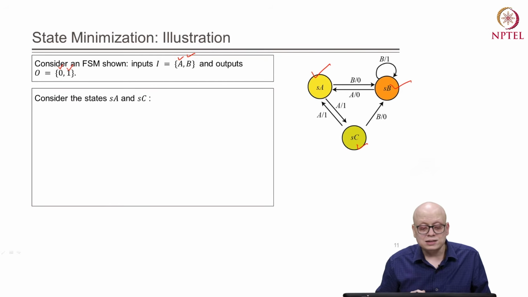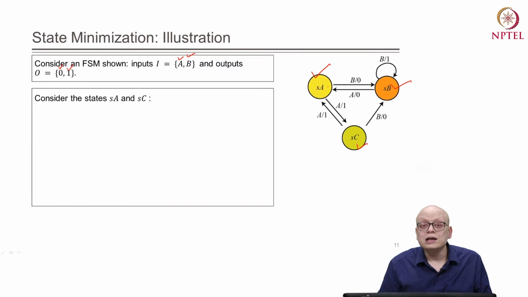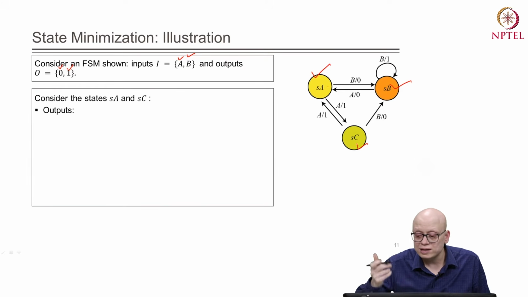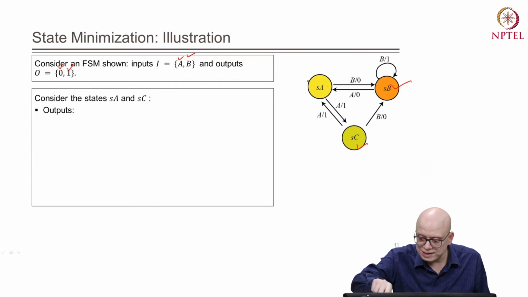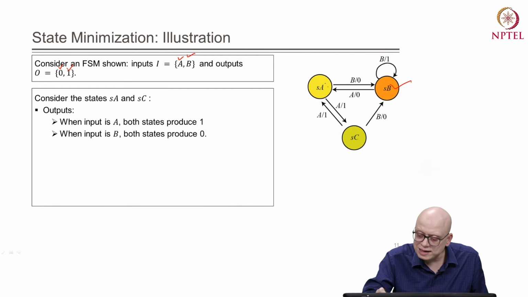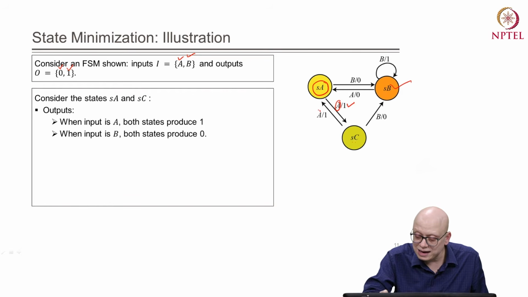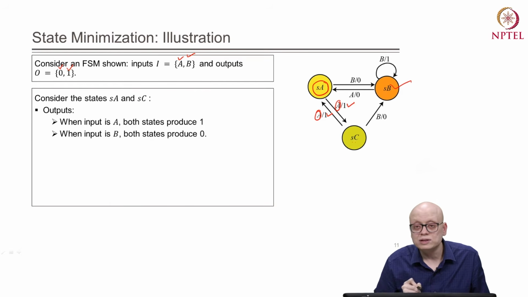Now, let us consider whether the states SA and SC are equivalent or not. Let us examine first the output for the states SA and SC. If we give the input A to state SA, then the output is 1, and for state SC, if we give an input A, the output is again 1. So, that is the same, right.